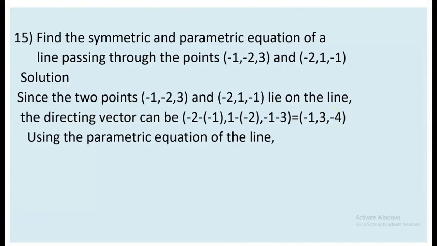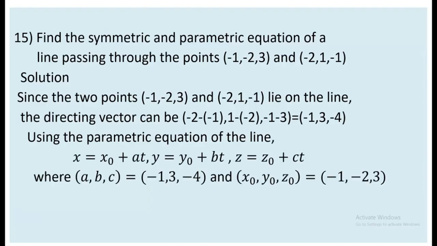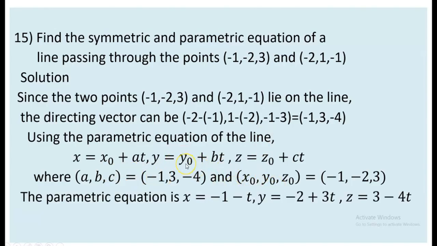So using the parametric equation of the line, one can determine the equation of the line. This is our governing formula. So we are free to take a as minus 1, b as 3, and c as minus 4, as I explained here, and x naught, y naught, z naught as an arbitrary point on the line. You are free to take either this one or this one as you wish. Whatever point you use, you are going to obtain the same equation. So substituting these values in their corresponding places above, you can obtain the parametric equation as you see. x is minus 1 minus t, y is minus 2 plus 3t, z is 3 minus 4t. So now students, if you want to solve for t, you come across the symmetric equation.